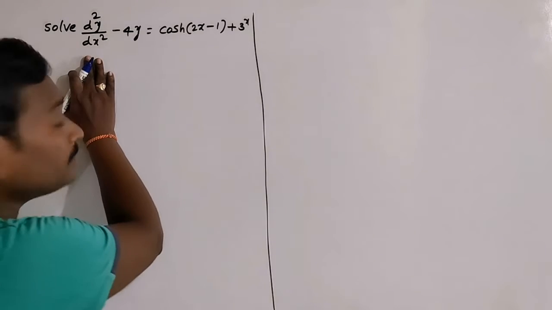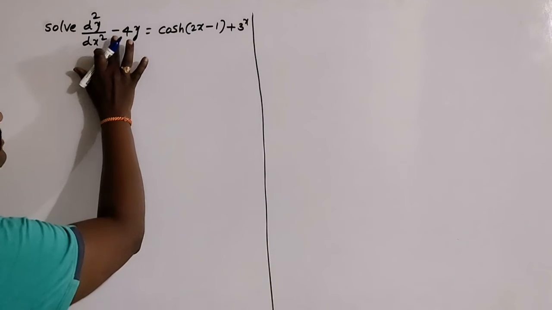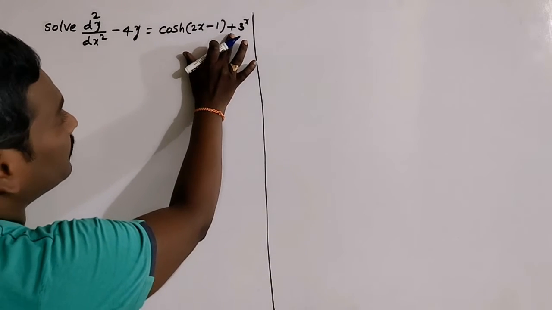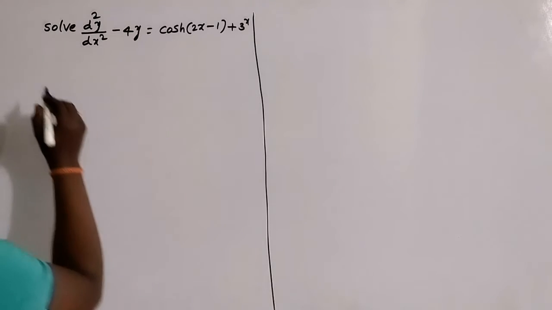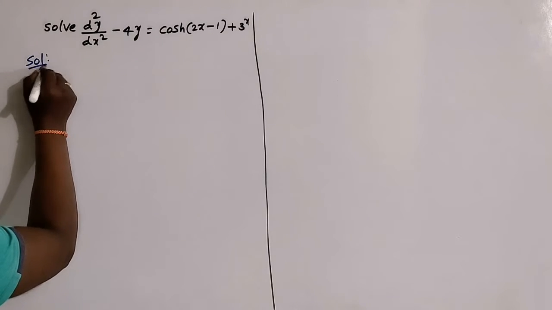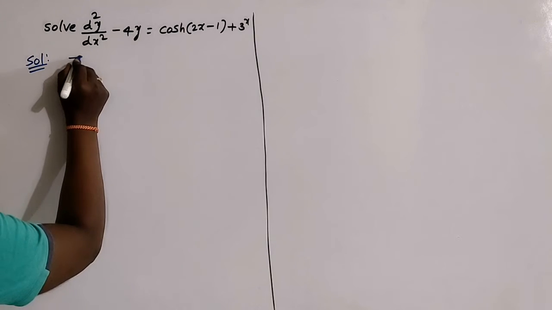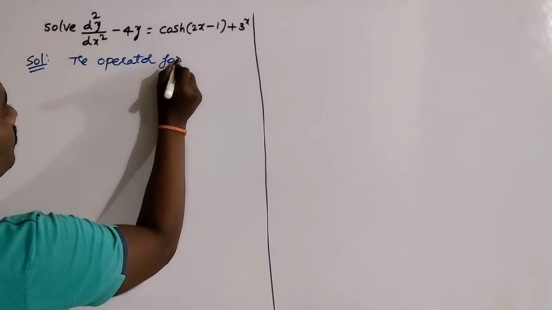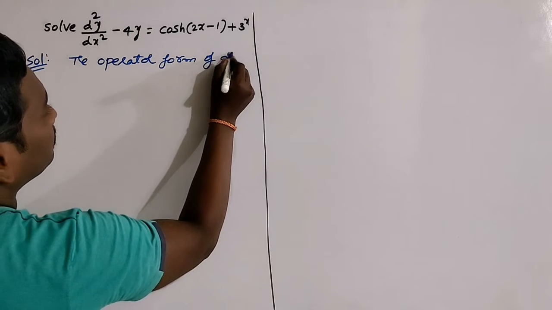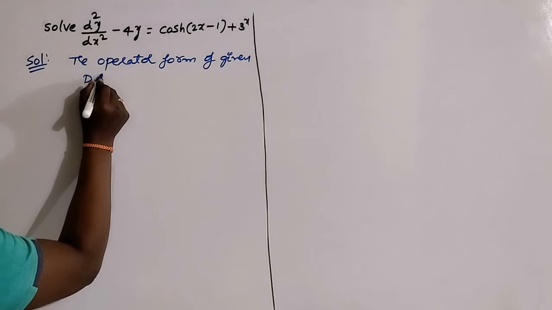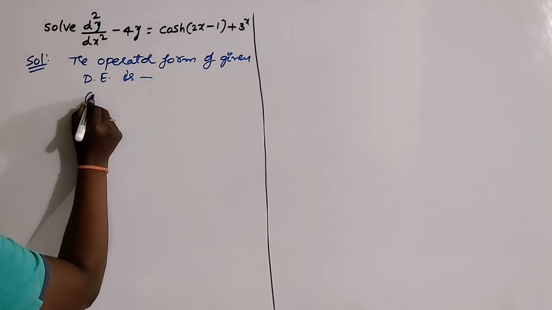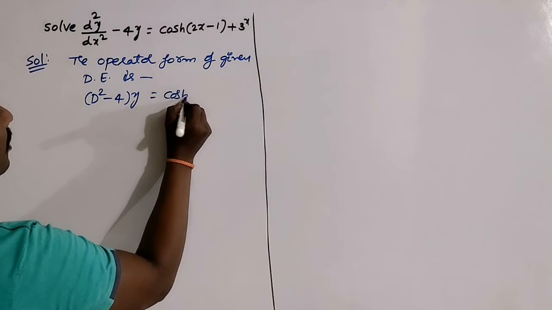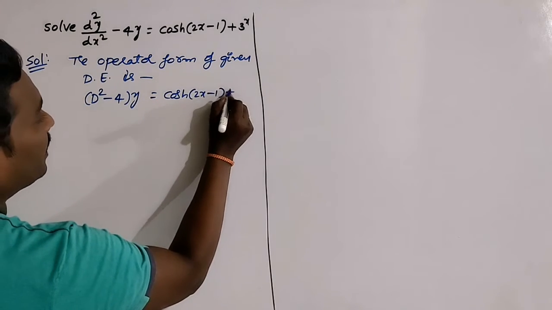This is the next problem. Solve d square y by dx square minus 4y is equal to cos h of 2x minus 1 plus 3 power x. Here also, first of all, we have to write the operator form. The operator form of the given differential equation is d square minus 4 of y is equal to cos h of 2x minus 1 plus 3 power x.